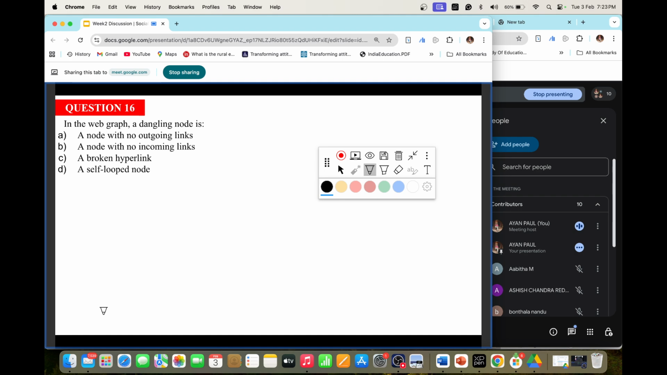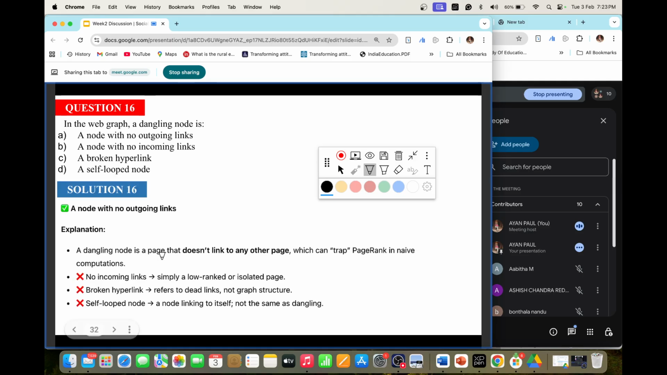Question number 16. In the web graph, a dangling node is: option A, a node with no outgoing links; option B, a node with no incoming links; option C, a broken hyperlink; and option D, a self-looped node. This you will also know. A dangling node is a node with no outgoing links, so option A is the correct answer. A dangling node is a page that does not link to any other page, which traps PageRank in naive computation, because PageRank is always related to links. No incoming links is simply a low-ranked or isolated page.